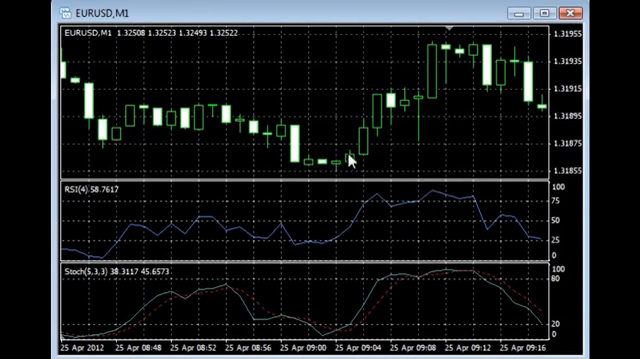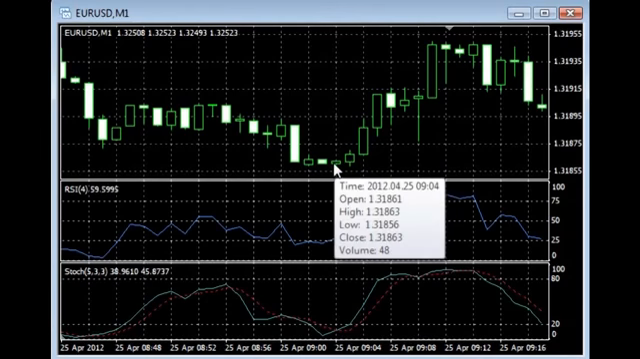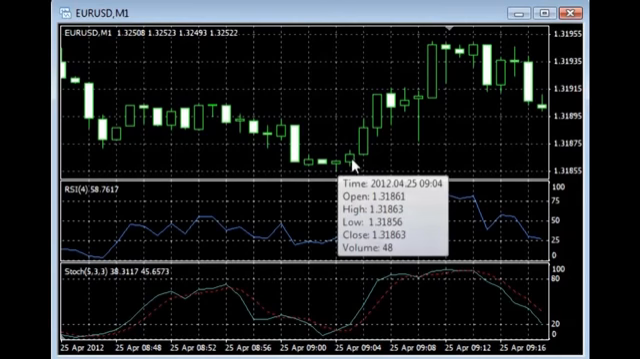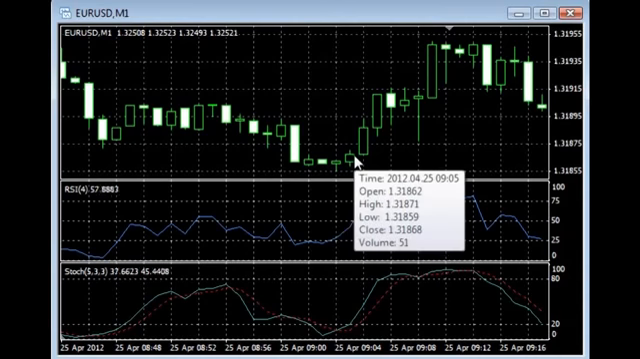So you're still very, very close to an original entry point of what you would have gotten had you moved right on the 9:04 candle or the 9:05 candle.